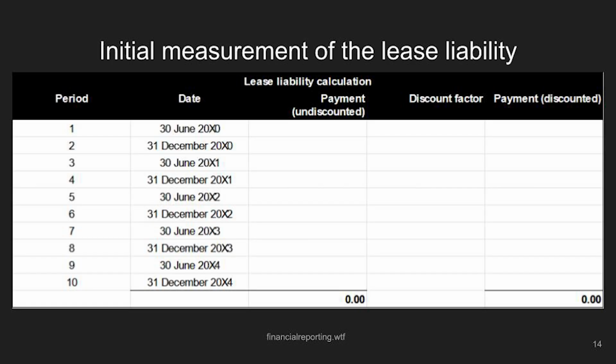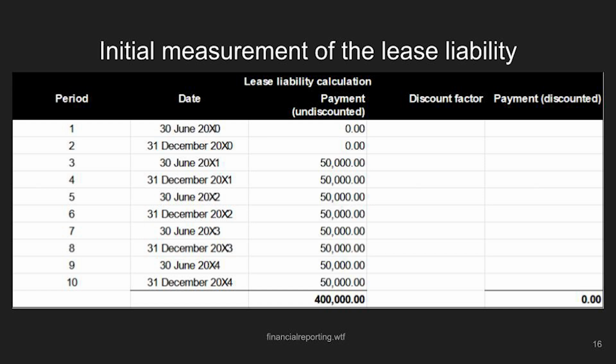We will begin with the lease liability by preparing the payment schedule. Remember, we paid the first year in advance, and so we don't need to include anything here because the first two payments, being the first year's worth, are not outstanding as at lease commencement. We paid them prior to the lease's commencement, and so we can simply leave these as zero. From then on, we know our payments are fixed for the rest of the lease term, so we can simply fill the rest of the payments with $50,000 per half year.